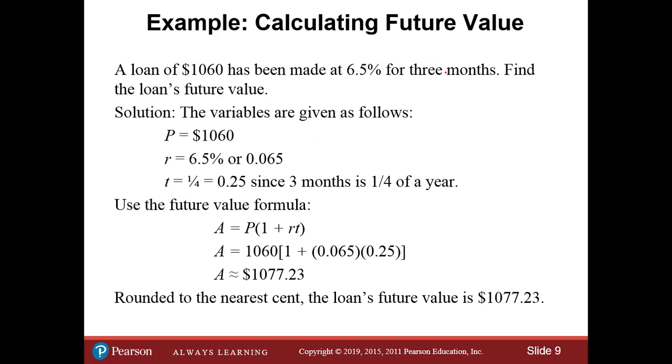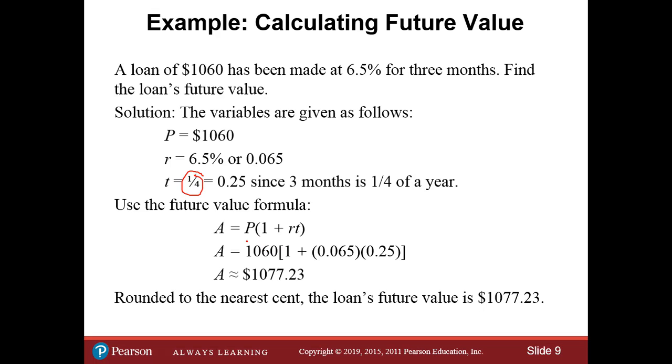Well, 3 months is 1/4 of a year. So this is where we would use 1/4, not 3. If you were to use 3 in this case, it would be absolutely wrong. So we want to use 0.25 or 1/4 in our calculations. Now if we wanted to find the future value, we're going to use our formula, which is principal plus interest, and then use the interest formula.